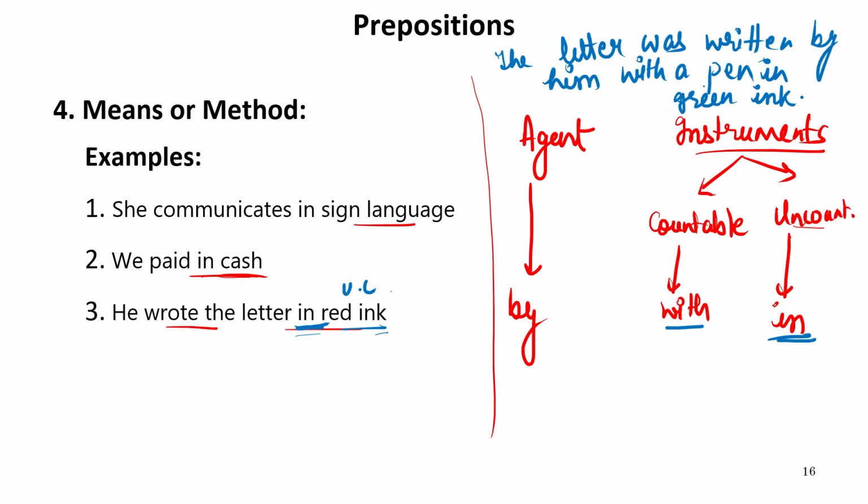So here you can say pen is countable, with which we have used with, and ink is uncountable, with which we have used in. You must have heard something like he wrote the letter in blood. So blood is basically uncountable, therefore we can use in. So in these types of sentences, we can use with or in. Now let us move further.